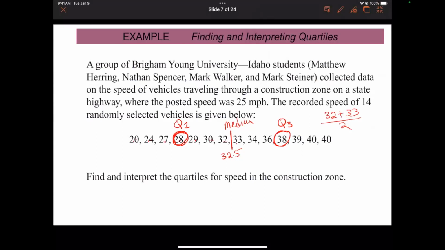All it means by interpret is 25% of my data is right here. 25% of my data is right here. 25% is right here. And 25% is right there. That's all that means with the interpret. And that's it. You found your quartiles. That is all we do.